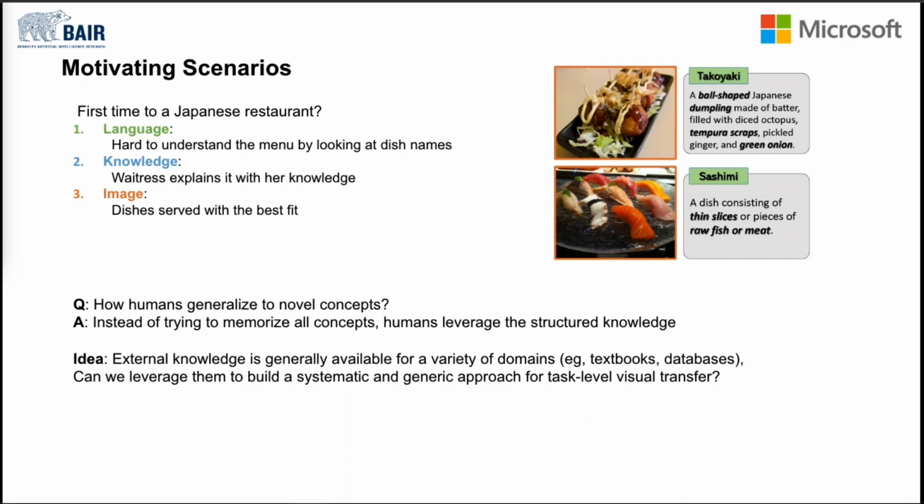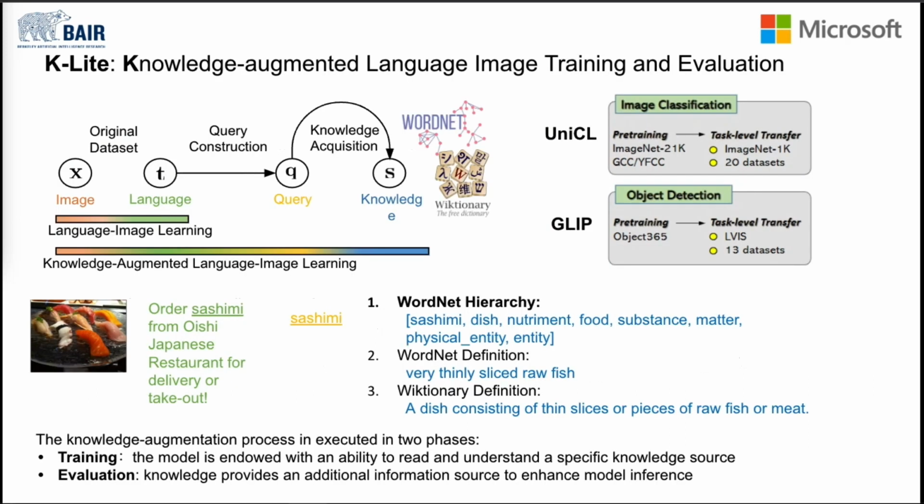Instead of trying to memorize all the concepts, we humans leverage structured knowledge to efficiently adapt to new settings. Similarly, we want to borrow the idea for vision-language pre-training, as external knowledge is generally available in many domains, such as databases and textbooks, and we want to build a systematic and generic approach to leverage external knowledge for task-level transfer. K-LITE is one recent effort we tried.